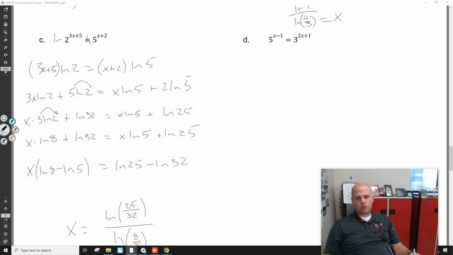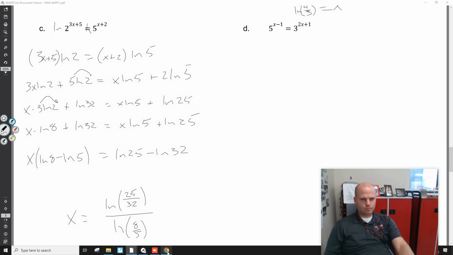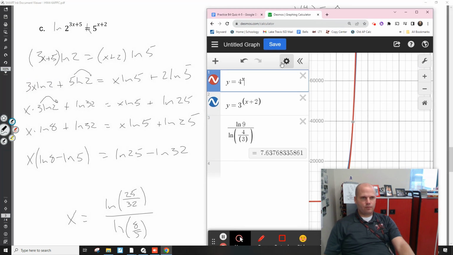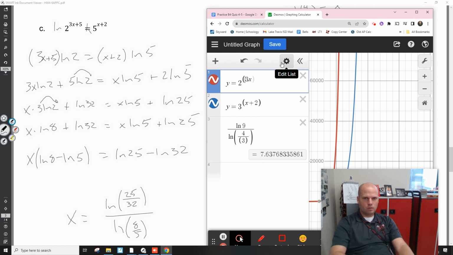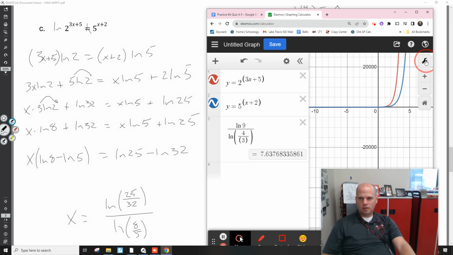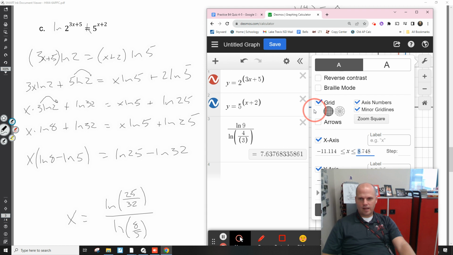I don't know which one's easier. I think they're probably the same. We get that. Let's go to the videotape. 2 to the 3x plus 5 equals 5 to the x plus 2. They intersect, not at a crazy value.